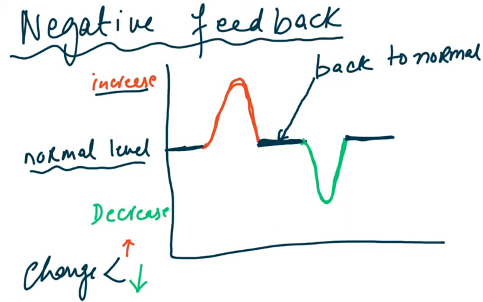So negative feedback: a normal level, a change, and back to normal. So this graph explains it. You can give this graph and give an explanation on it. And I'm sure you can get all the marks that are for this portion of the question.